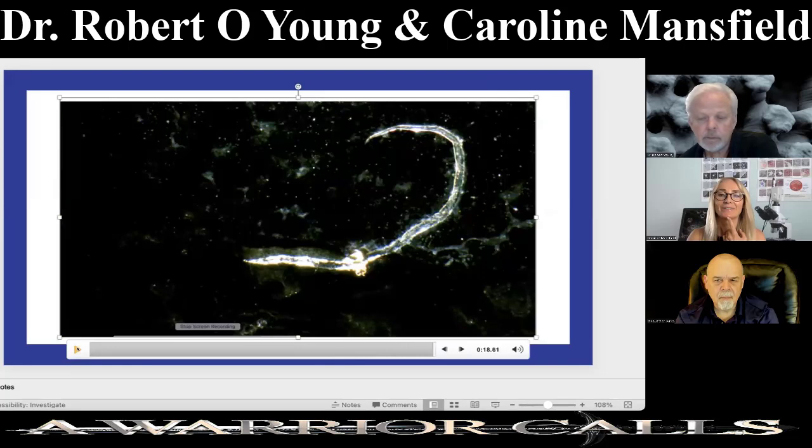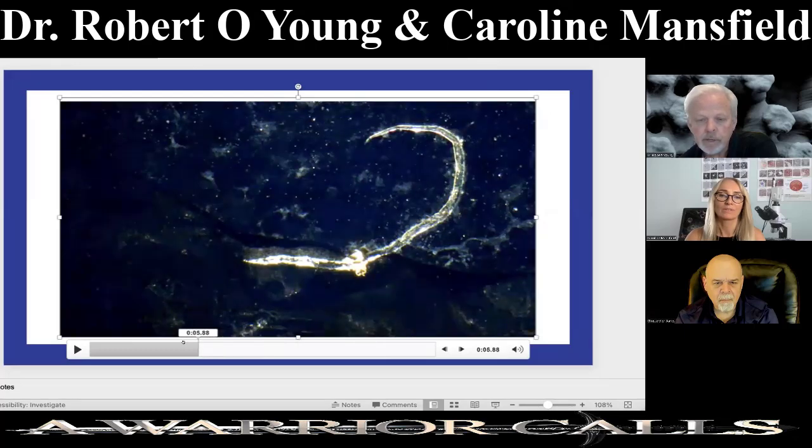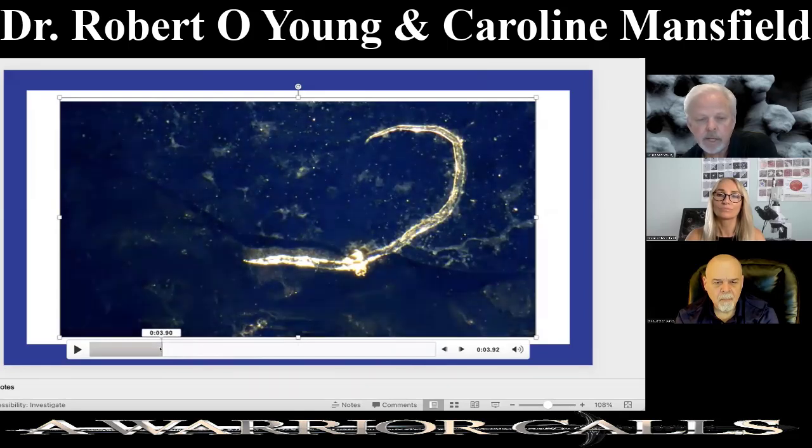Well, it definitely has some crystal structures on its membrane that are lighting up, some crystallization there. So I'm not surprised that it lights up. Yeah.